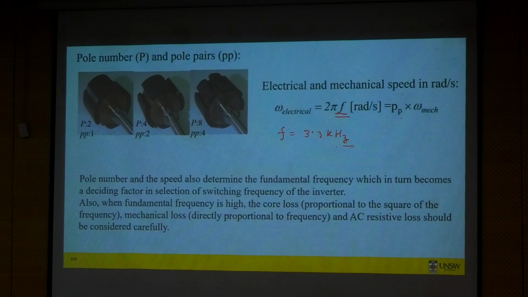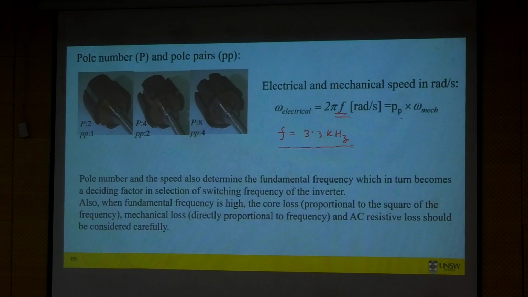So that also should be considered when you are determining the pole pairs. The frequency, will it be feasible with the inverter that you are planning to use with its switching frequency? Is 10 kilohertz or 5 kilohertz sufficient or not?